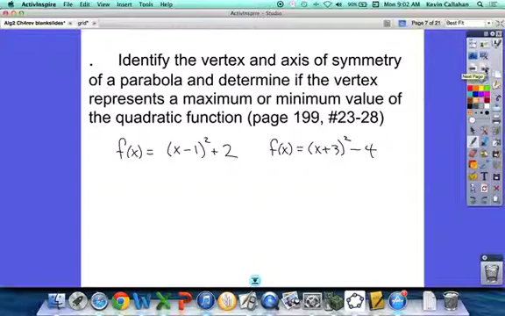Identify the vertex. Given this vertex form of a quadratic function, identify the vertex, the axis of symmetry of the parabola, and determine whether it represents a maximum or a minimum. And there's a mistake. I'm going to put a minus in front of this one right here.